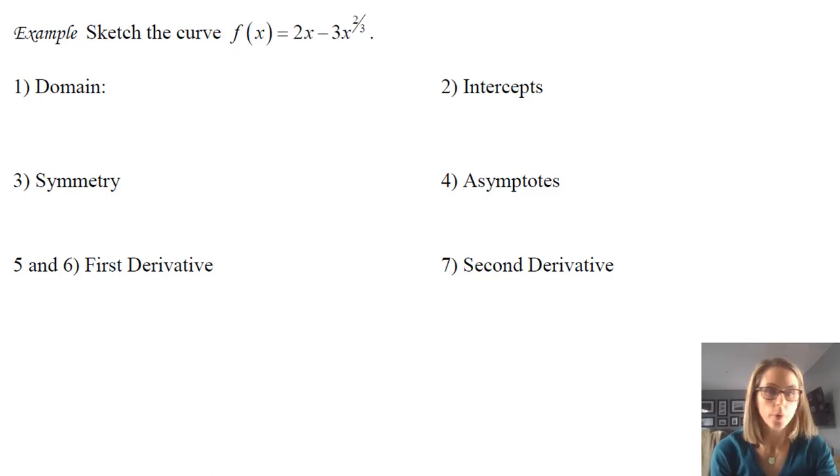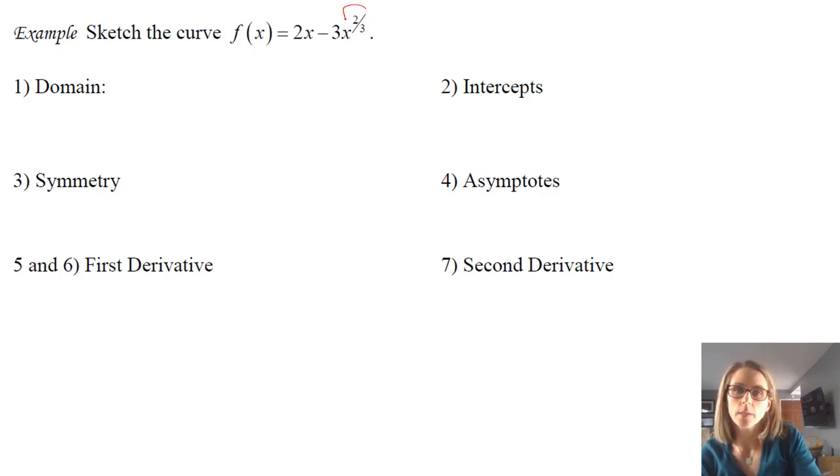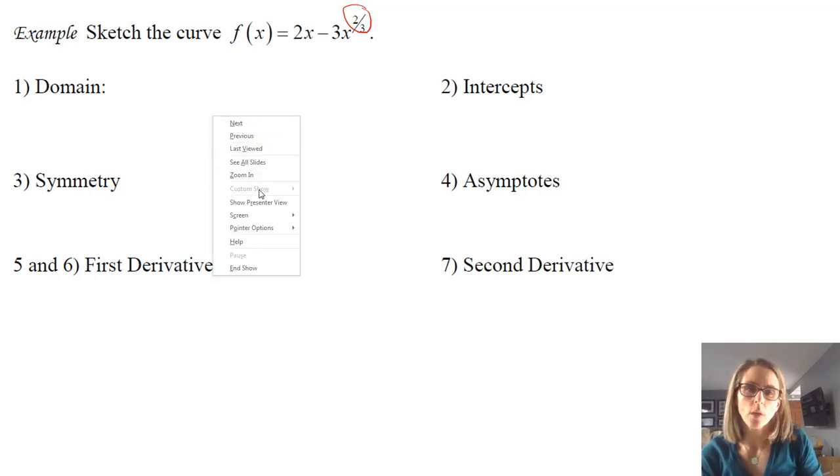So we have a couple more of these functions that we're going to be graphing. And this one, as you can see, is an example that has a rational exponent. And so we've talked a bit about these already. Now we're going to kind of put it all together here in this graph.